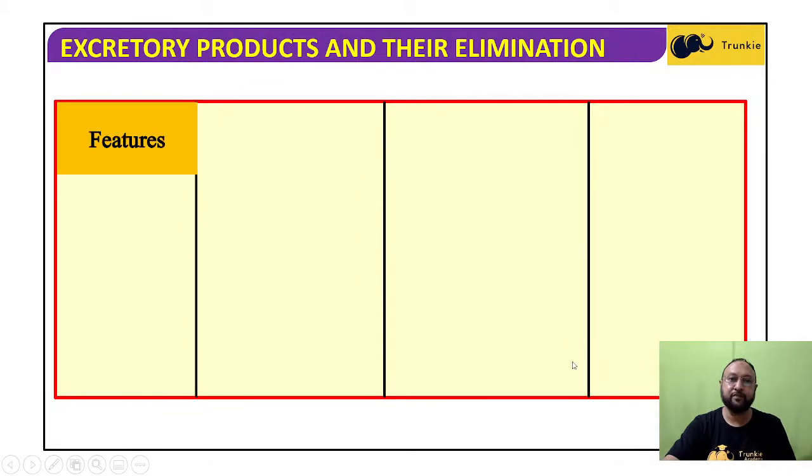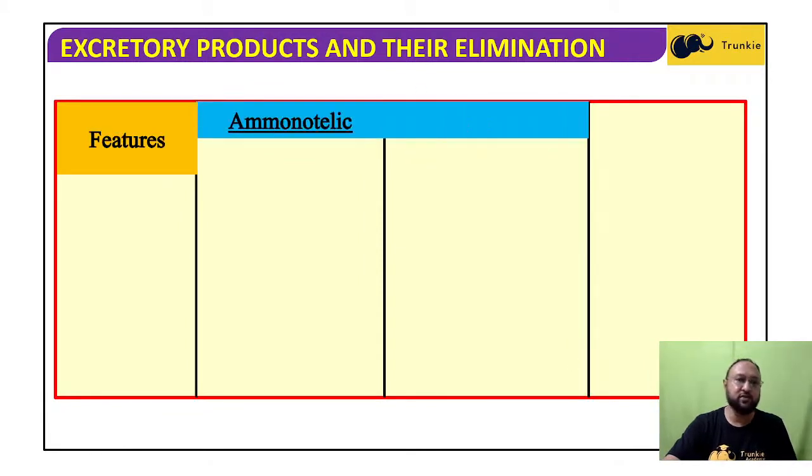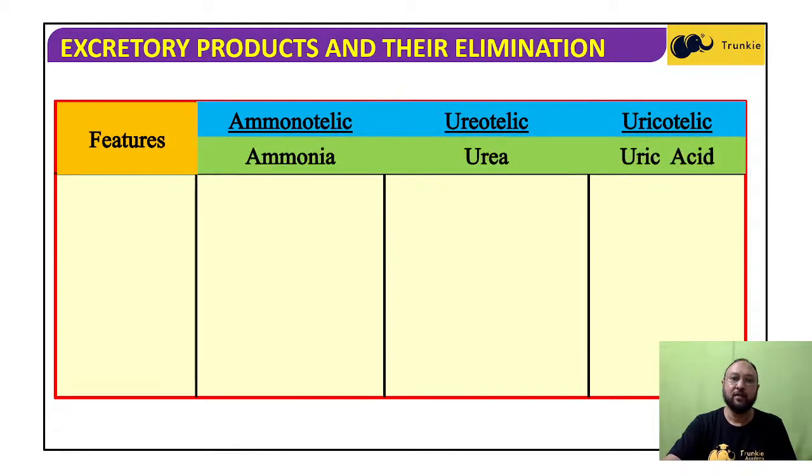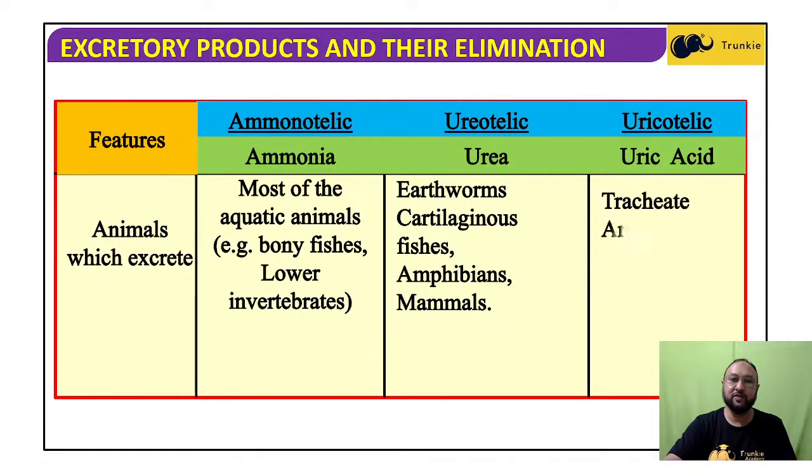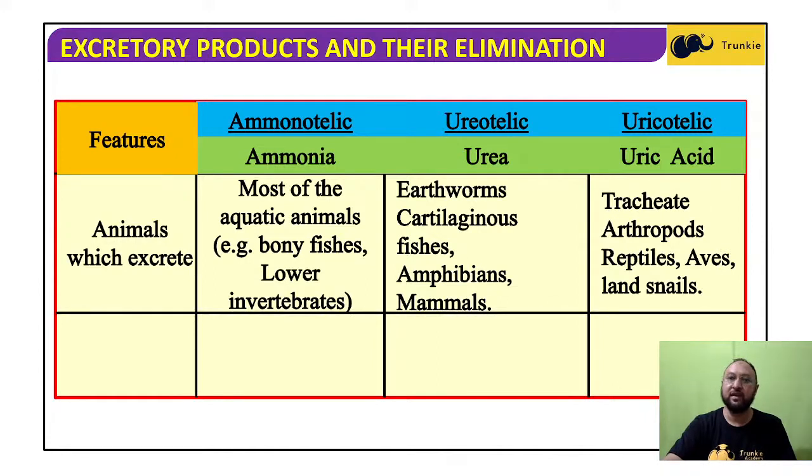Okay, now the features we will go through: ammonotelic, uricotelic, and ureotelic. So ammonia, urea, uric acid. Animals that are ammonotelic are most of the aquatic animals: bony fishes, lower invertebrates. Ureotelic are earthworm, cartilaginous fishes, amphibians, mammals, and in case of uric acid, terrestrial arthropods, reptiles, and so on.